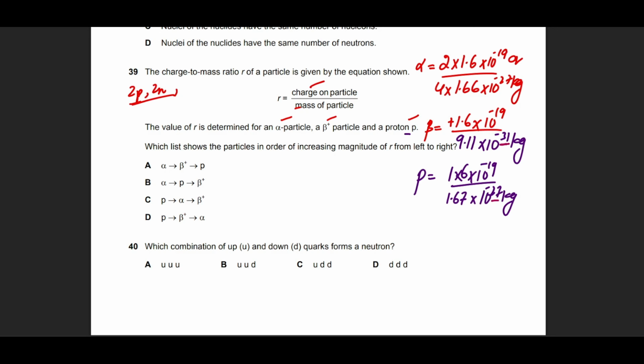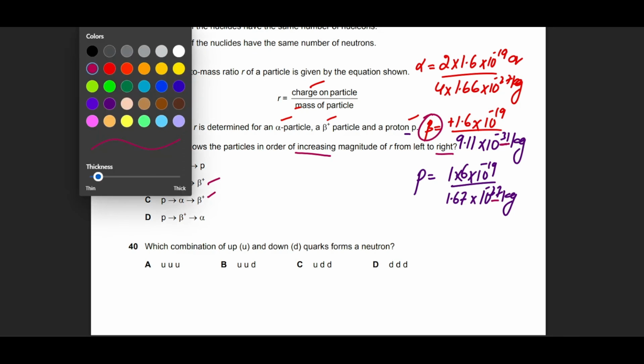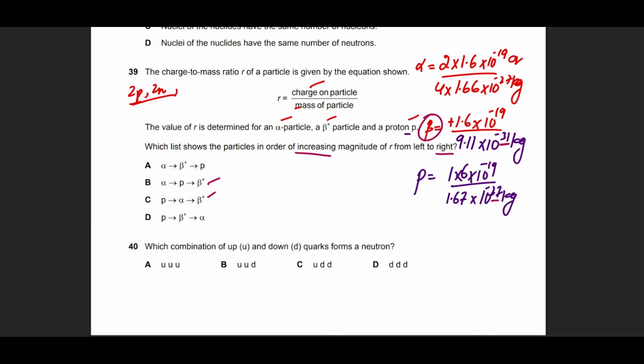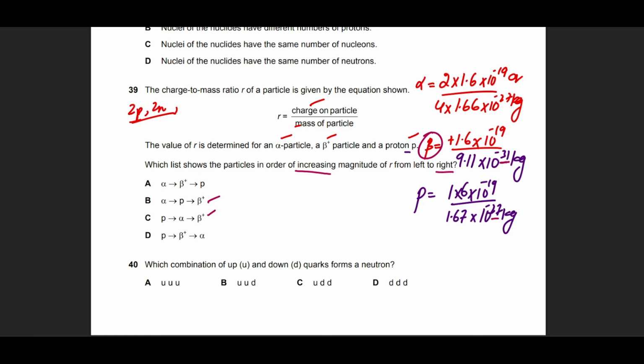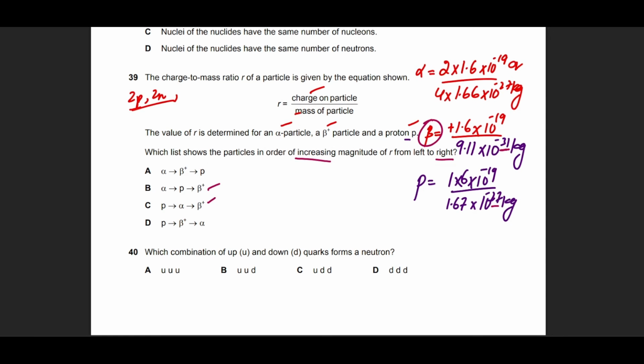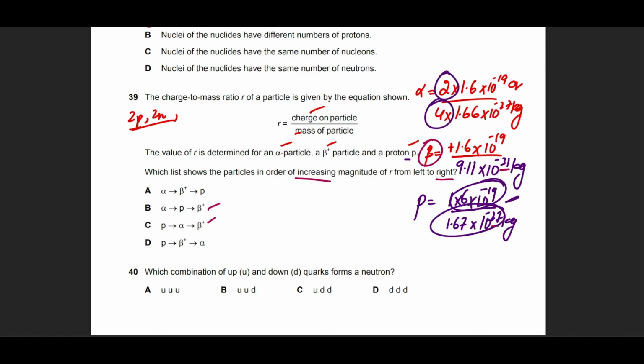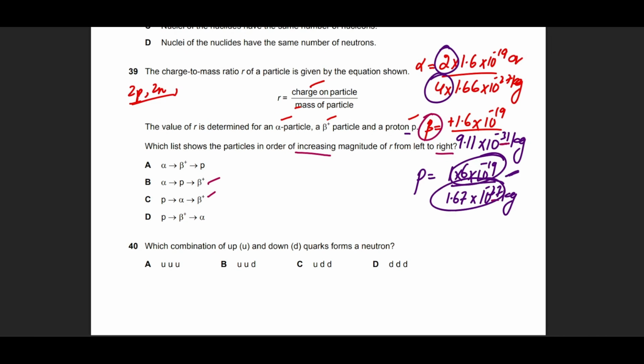So he says increasing order from left to right. The largest answer should be of the beta positive. Beta is the largest answer. Or you can use your calculator and solve them. I'm just making a guess over here, right? The next in line, or smaller than beta, should be the proton, because this is 1 times 10 to the minus 19 divided by 1 times 10 to the minus 27. Alpha is 2 times the charge, but 4 times the mass, so alpha is going to be the smallest. So this should be smallest, medium, and largest. So 39 should be option B.